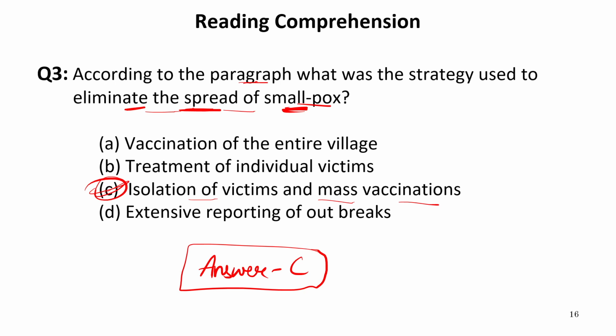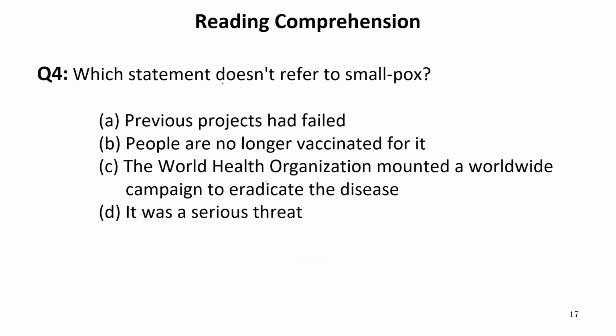Now let us move to the next question. Which statement doesn't refer to smallpox? Now, this is very important. We have been given the question in reference of smallpox. It means there is a statement in the paragraph which is not said for the smallpox. The options are: previous projects had failed, people are no longer vaccinated for it, the World Health Organization mounted a worldwide campaign to eradicate the disease, it was a serious threat. We know well that it was a serious threat, so it has talked about smallpox only.